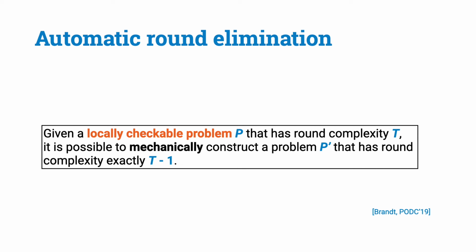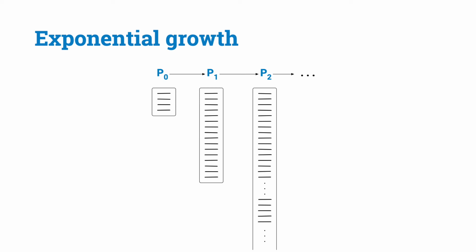The round elimination technique gives us a way to take a problem P and define a problem P prime that is exactly one round easier than P. By applying this technique multiple times, one can then try to analyze the obtained sequence of problems and infer the asymptotic behavior of the original problem. Unfortunately, it is not actually that easy to apply this technique because every time we apply it, we obtain a problem that is doubly exponentially larger than the original one. And this makes it extremely hard to analyze how a problem behaves under this technique.